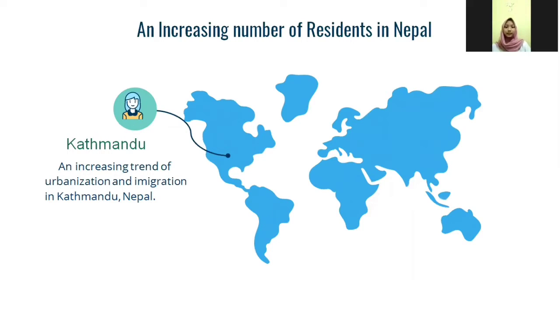The trend of urbanization and migration in Kathmandu, Nepal, causes the area to be short of green open space.